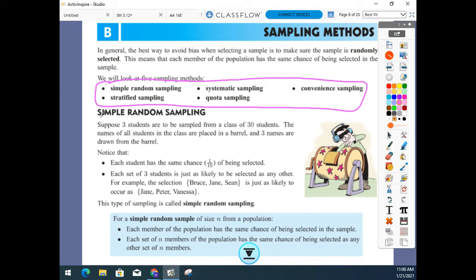Okay, so simple random sampling. Basically, I just wrote this right here. Each member of the population has the same chance of being selected in the sample. So the population is everybody. A sample is just randomly picking so many. So everybody's got an equal chance. I always love their pictures here. But you just reach in and grab a ticket.